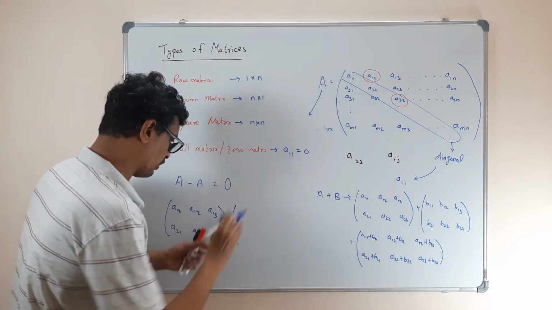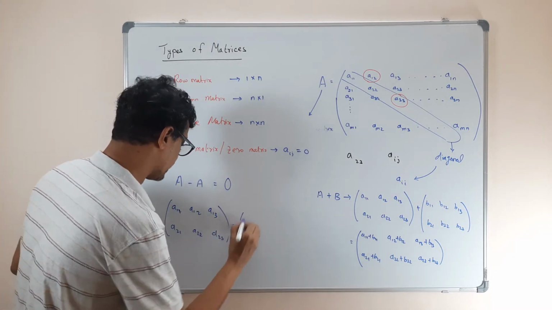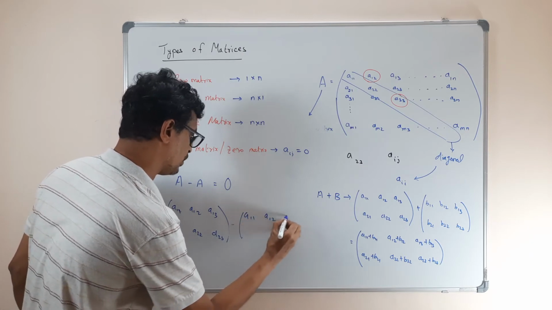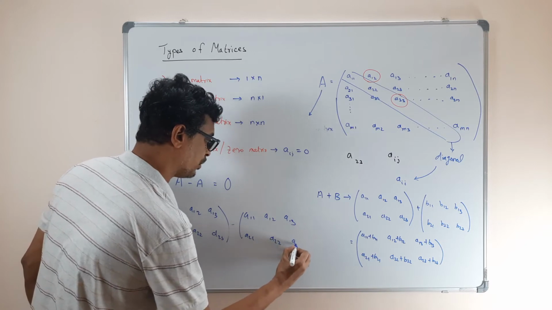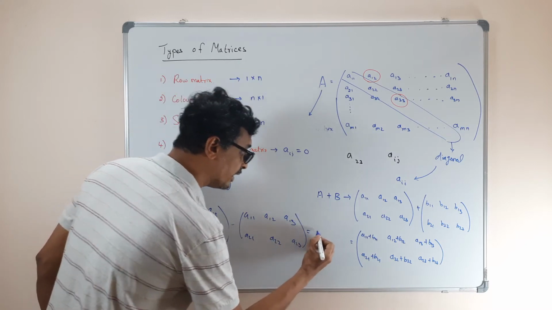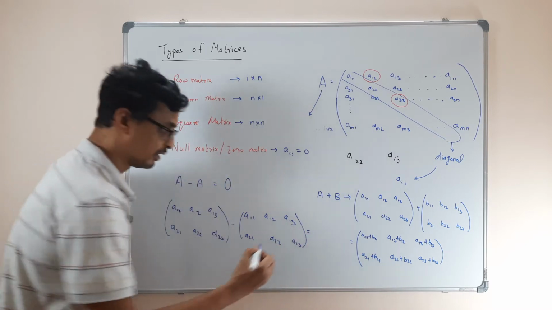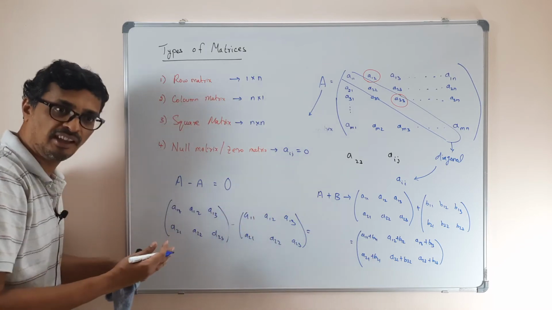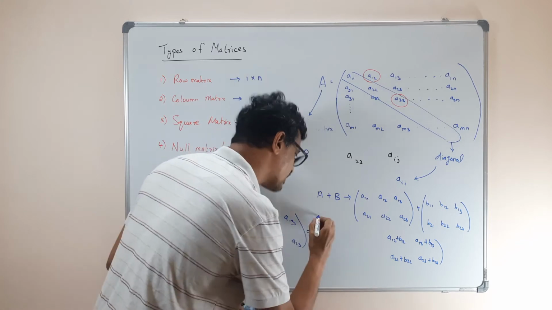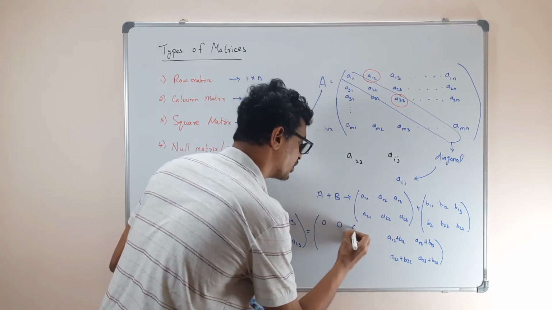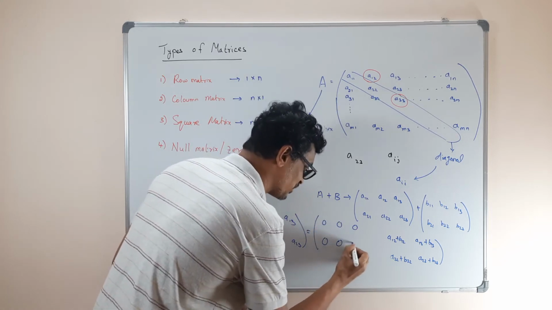And this will be minus again A11, A12, A13, A21, A22, A23. So this I can't write as just 0. You got it? Because the order has to be maintained, right? So all I have to do, even though it looks very boring, but still I have to write it: 0, 0, 0, 0, 0, 0.